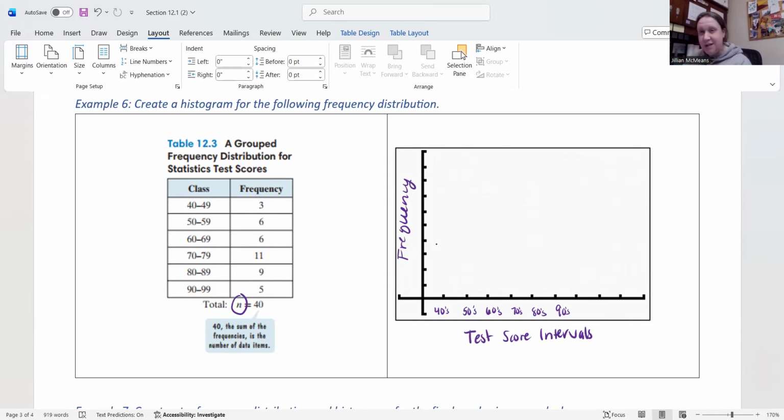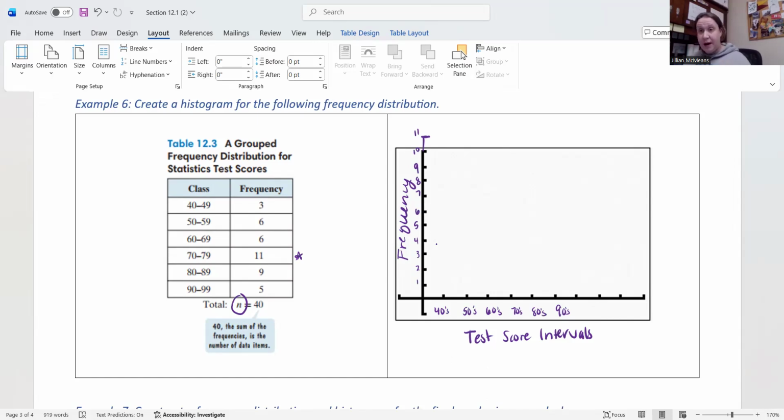And then for the frequency, let's go by ones. Now, just be careful here. We do have 11 items in the 70s. So I'm just going to extend this a little bit, and I'm going to say this is 11, 10, 9, 8, 7, 6, 5, 4, 3, 2, and 1. Okay, so let's start building.